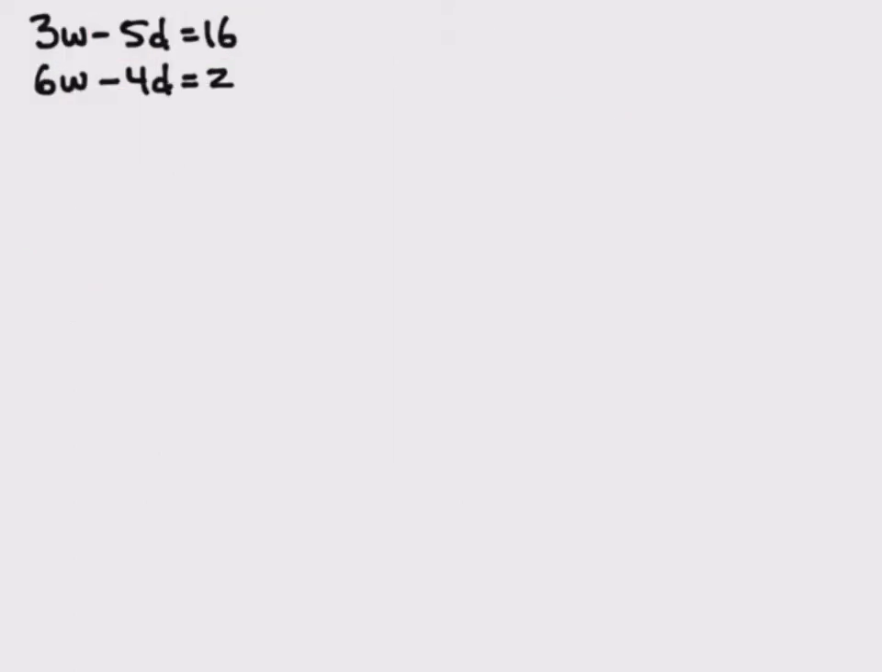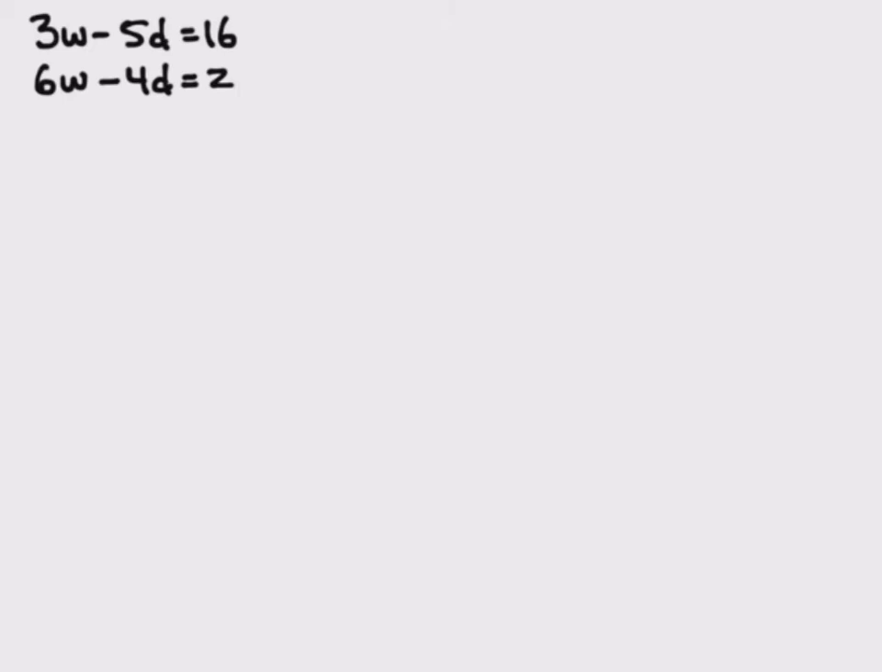Alright, let's try a slightly trickier system. Now let's try to solve the system 3w minus 5d equals 16, and 6w minus 4d equals 2. Again, if we try to solve for either of these variables, we're going to have a lot of fractions going on. So graphing or substitution are going to be pretty tedious and/or inaccurate. So we might have to use this linear combinations method again.